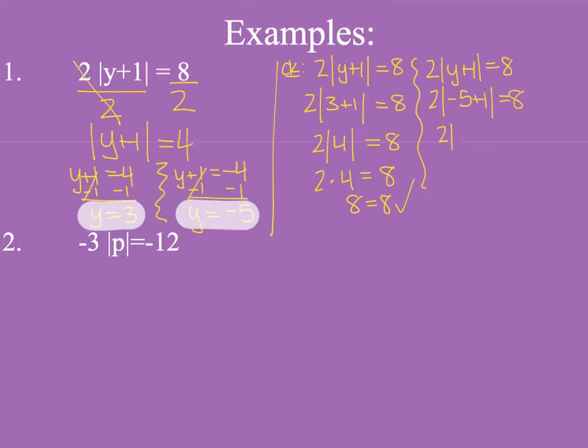On the other side, we're plugging in negative 5. So 2 times the absolute value of negative 5 plus 1 is negative 4, is equal to 8. The absolute value of negative 4 is positive 4. So 2 times 4 is equal to 8, which it does. And again, it checks out. Our final answer here, written as a solution set, is 3 and -5. We just list out our values.